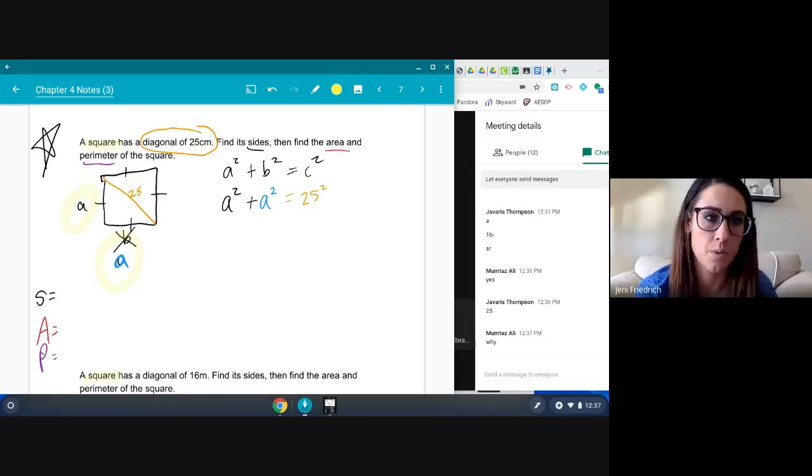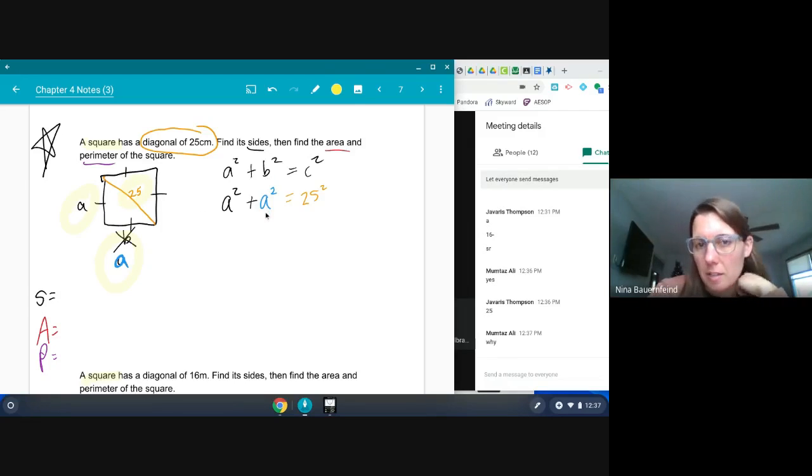Mumtaz is asking why, and I'm assuming it's why is the b squared B turning into a blue A. Is that your question, Mumtaz?